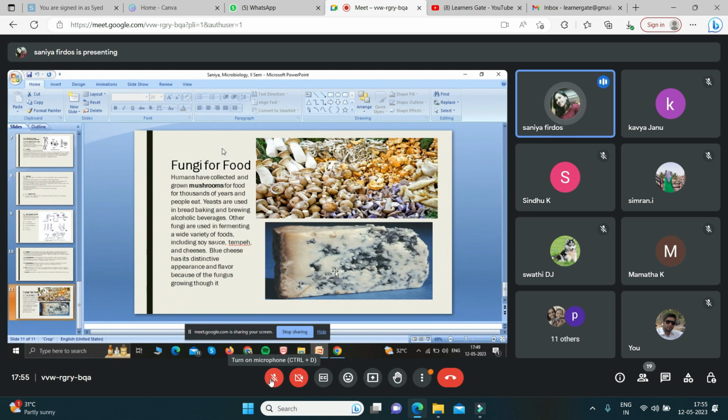We can see the blue cheese is made using fungus, and we can see the consumption of mushrooms all over the world.